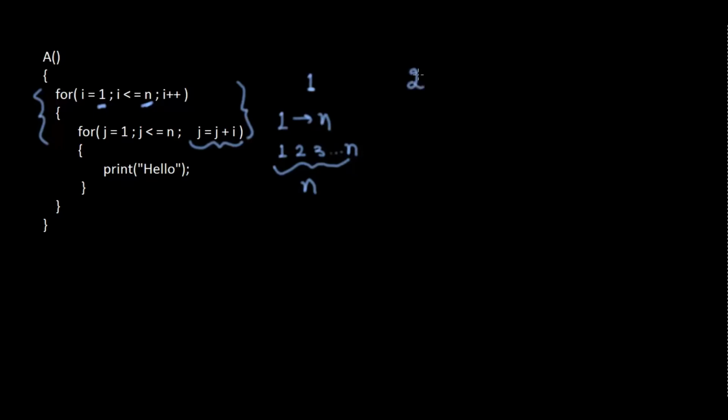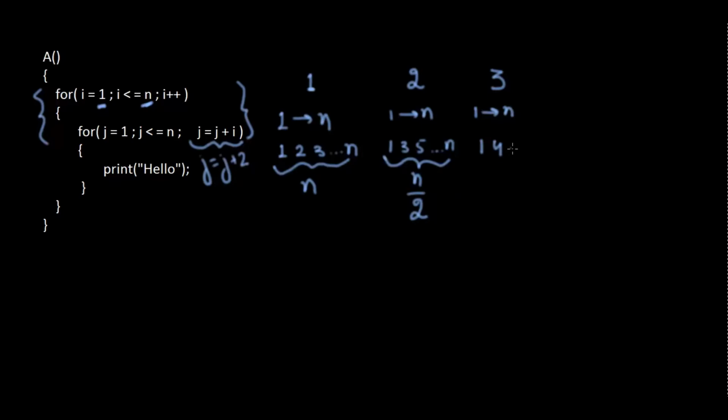When my value of i becomes 2, again my j will run from 1 to n. But there is a difference now. j will become j equal to j plus 2. And when j equal to j plus 2, it will increment by a value of 2 up to n. Now, total number of cases, as you can see, we are having n by 2 cases as half of them are removed as we are increasing by a value of 2. When my i becomes 3, j will go from 1 to n and I will increment the value of j by a factor of 3.